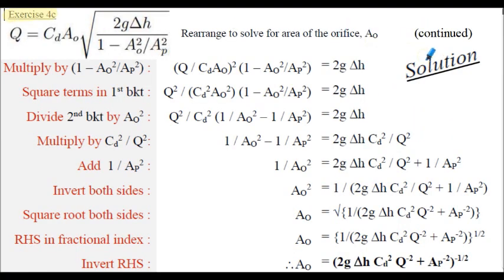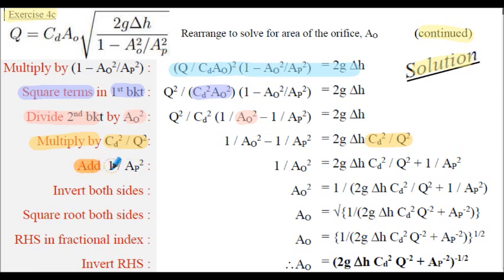Exercise 4c, solution continued. Just repeated this line for convenience from the previous slide. Next we square the terms in the first bracket on the left hand side, shown here. We divide the second bracket by A0 squared, shown here. A0 squared cancels for the second term in the bracket. We multiply throughout by Cd squared divided by Q squared, cancels on the left hand side, occurs over here on the right hand side. We add 1 divided by A1 squared to both sides of the equation, so this term is over here.